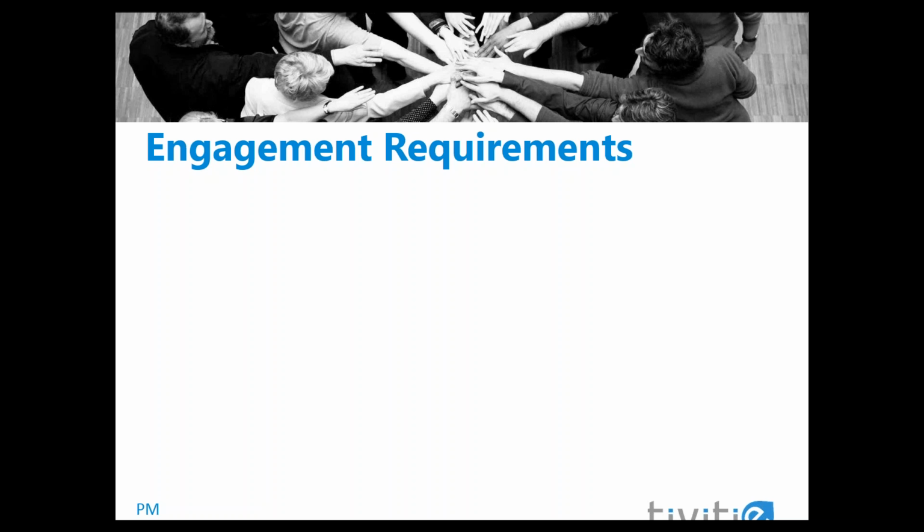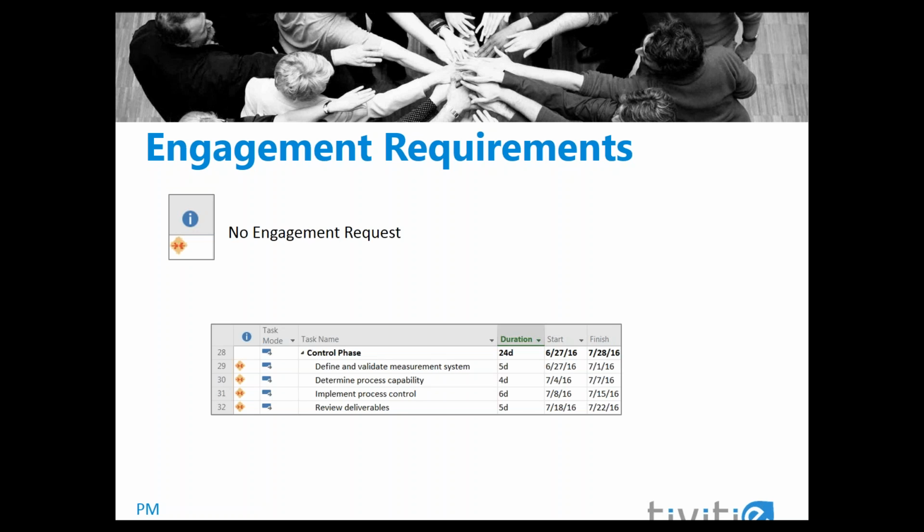If you're working with an existing project, there are indicators that will provide information about needed and existing resource engagement requests. If a resource that requires engagements is assigned to a task and there is no engagement request that covers the resource assignment, an indicator is displayed in the indicator column as shown. This tells you that one or more of the resources assigned to this task needs an engagement.